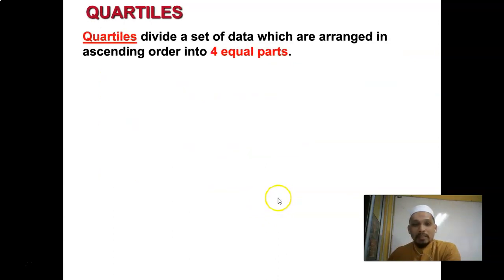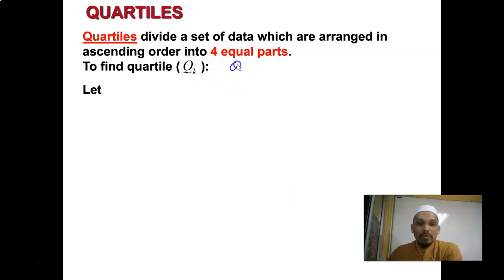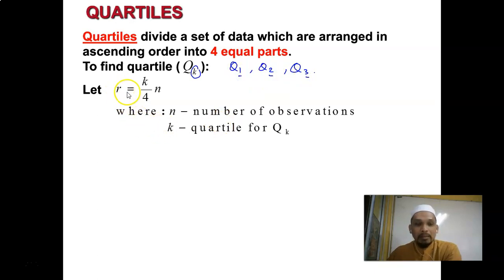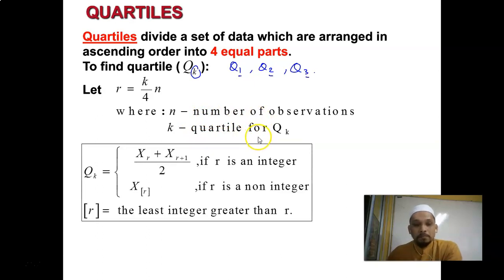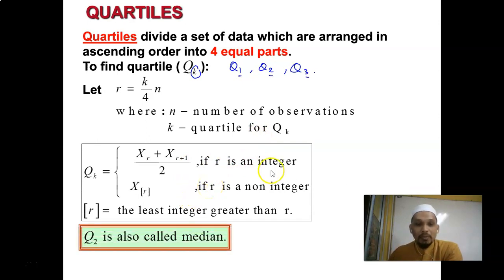Quartiles divide a set of data which are arranged in ascending order into 4 equal parts. To find the quartile, you may want to find the first quartile, second quartile, or third quartile. Q_k, where k is either 1, 2 or 3. Then r equals k divided by 4 times n, where k is the quartile and n is the number of observations. You may read it here by yourself. We're going to look into the examples.